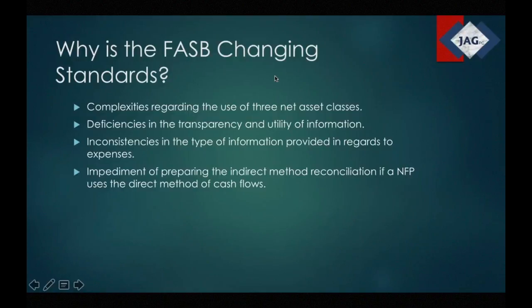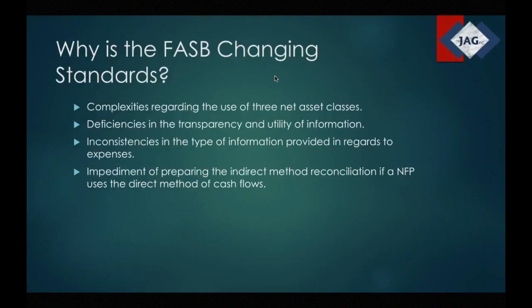The main reason that they gave is the complexity of the currently required 3 classes of net assets that focus on the absence or presence of donor-imposed restrictions and whether those restrictions are temporary or permanent. They're concerned that there's complexity between unrestricted, temporarily restricted, and permanently restricted net assets, and there seems to still be confusion, even though we've had these for a long time now; they felt that they were still complex.